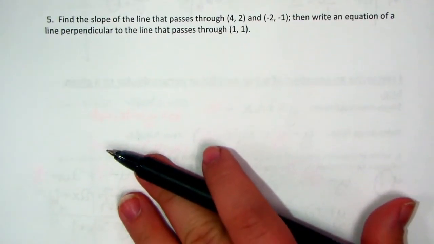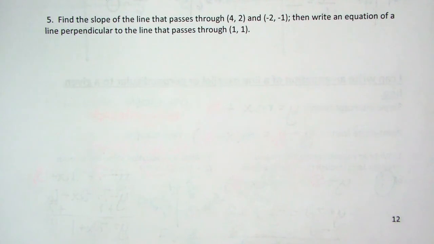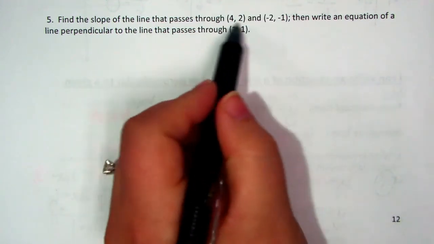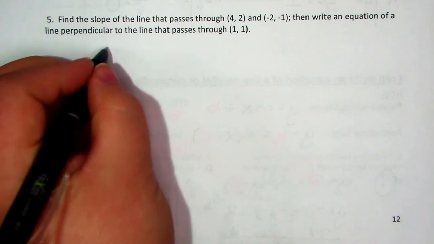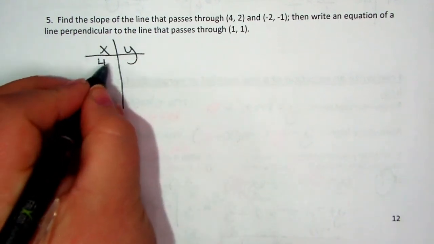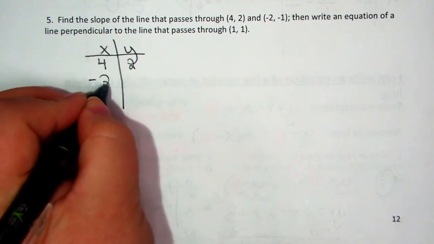Last one. Find the slope of the line that passes through these 2 points and write an equation of a line that's perpendicular to that line that passes through 1, 1. Step 1, guys, find the original slope. So it passes through this, that means this has to give me the original slope. 4, 2, negative 2, negative 1 are my 2 points.